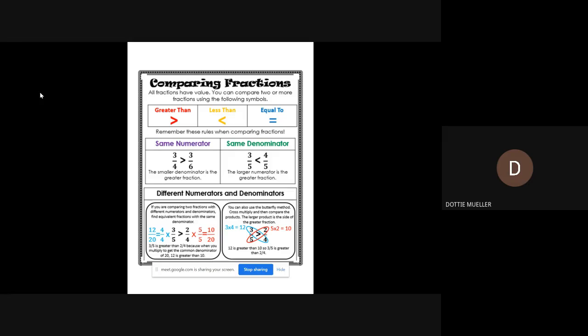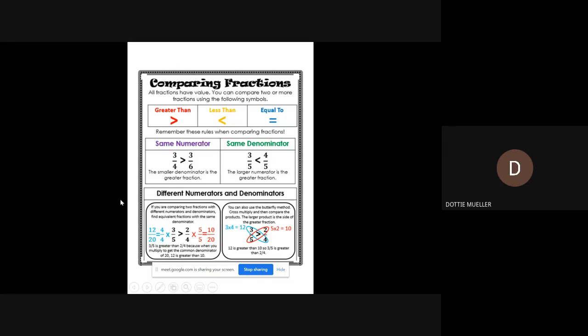There are a couple quick rules. If the fractions have the same numerators, for example, 3/4 and 3/6, you just look at the denominator, and the smaller denominator will be the greater fraction. 3/4 is greater than 3/6. If it has the same denominator, the same number on the bottom, the larger numerator is the greater fraction. For example, 3/5 is less than 4/5, because 4 is larger than 3, and it has the same denominator.